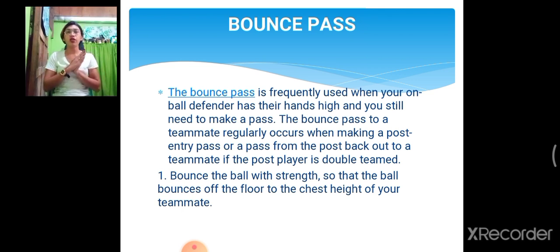So, can anyone execute the bounce pass or show me an example of a bounce pass? Yes, Chris, do you have any idea about the bounce pass? You can try to execute the bounce pass. Okay, very good. So that's the example of a bounce pass.